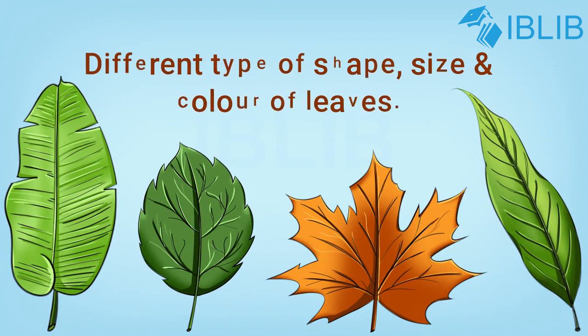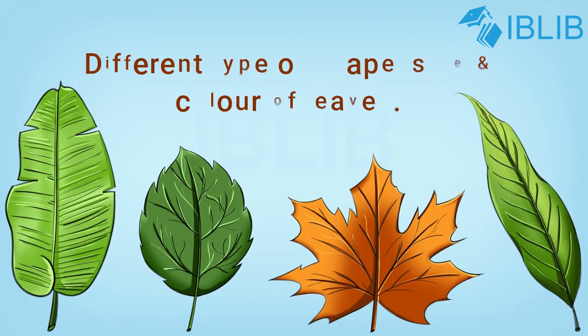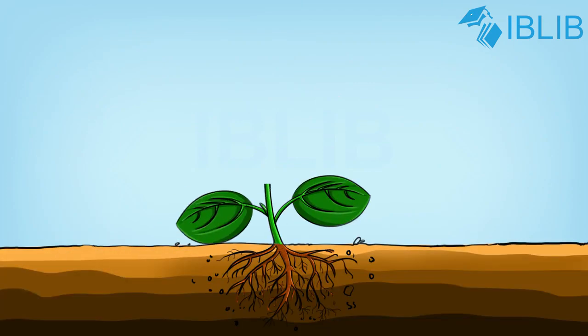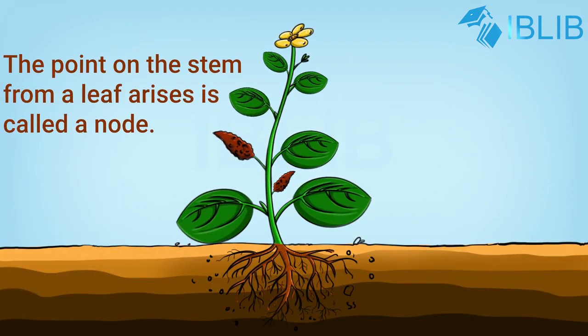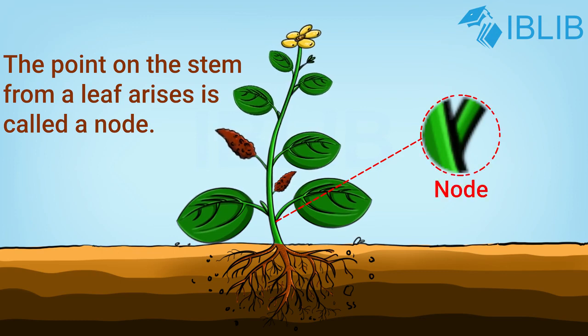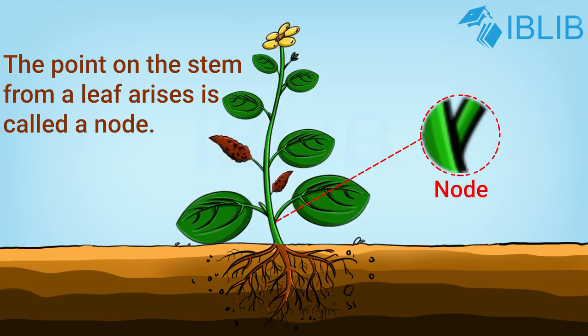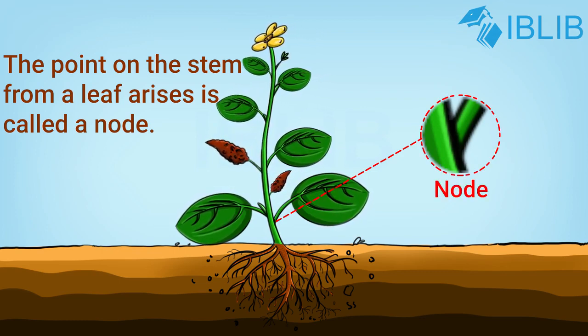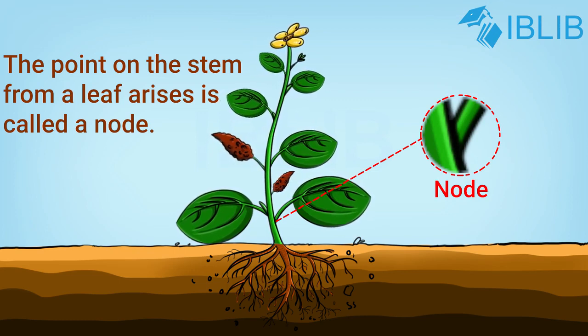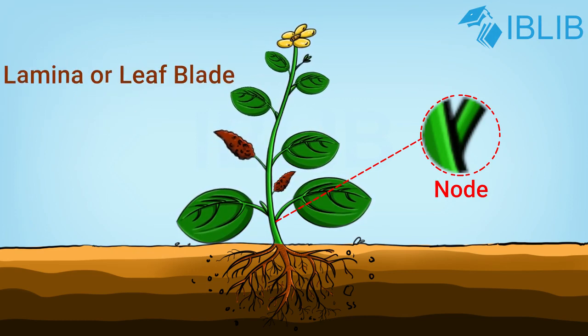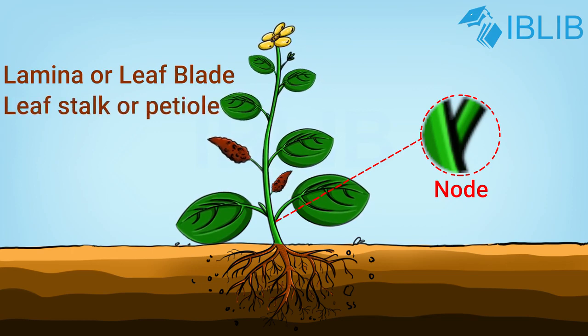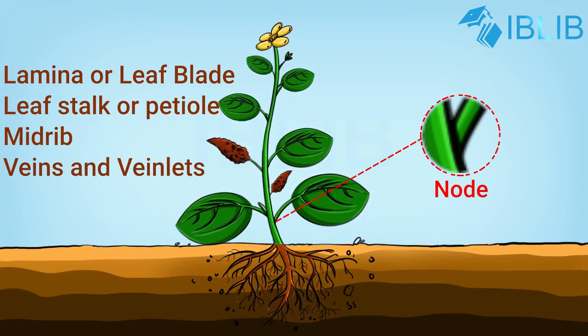Most of the leaves are green in color, but there are some leaves with different colors. Structure of a leaf. The point at the stem from where the leaf arises is called node. Shape and size of leaves can be different, but there are some parts which are present in all the leaves. That is lamina or leaf plate, leaf stalk or petiole, midrib, and veins and veinlets.